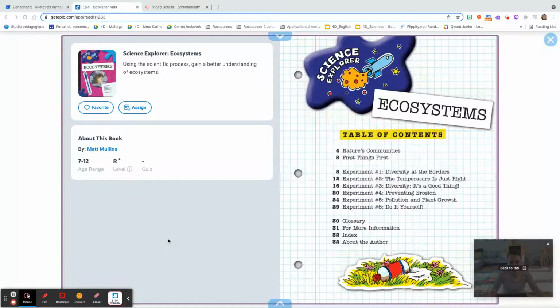Okay, now let's look at our consonant sounds in a book. This is a great book, actually, that I just discovered. I wish I had found it sooner. If you want to go further with our ecosystems unit in science, I really recommend that you go seek this out on Epic Books. So Science Explorer Ecosystems, excellent stuff.